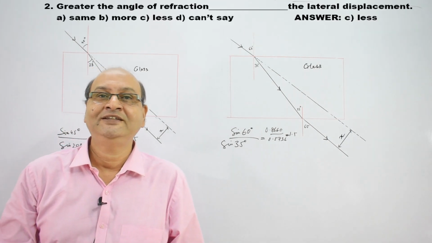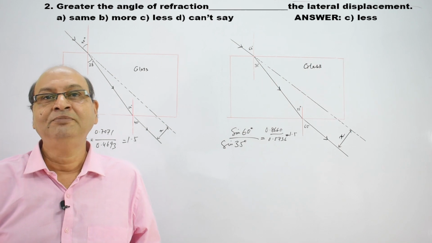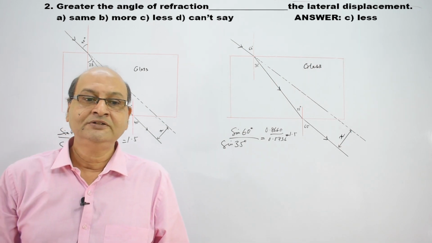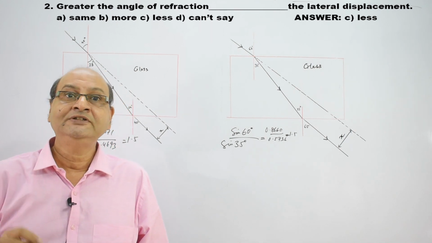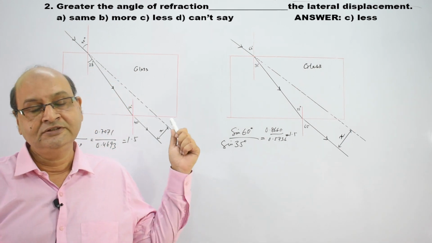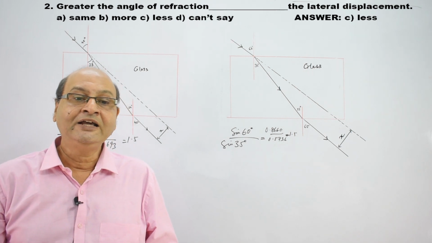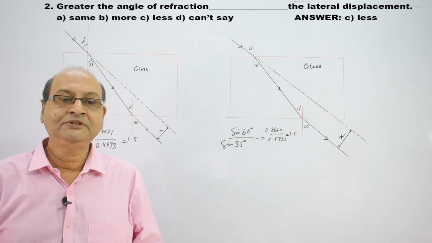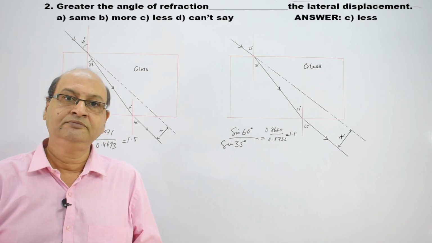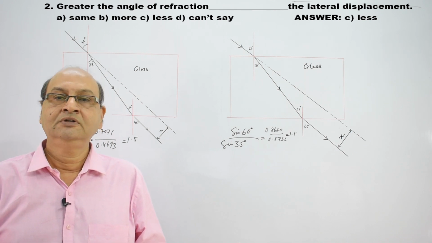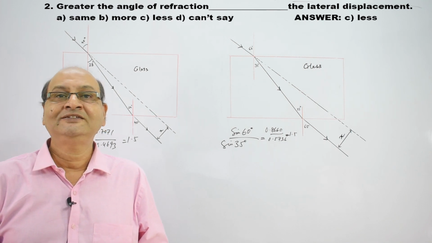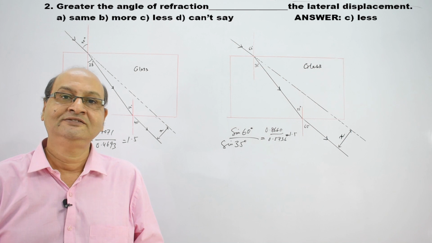Okay, now we come to the real problem which we are facing. A question is there in the public domain or in the objective books. You may have come across that. The question I am reading out, and you can see on the board: Greater the angle of refraction dash the lateral displacement. Options are A, same, B, more, C, less, and D, can't say. And the right answer given in the book is less.